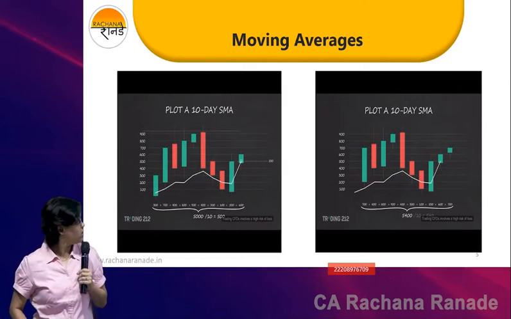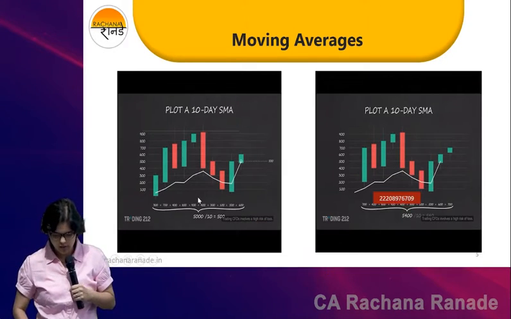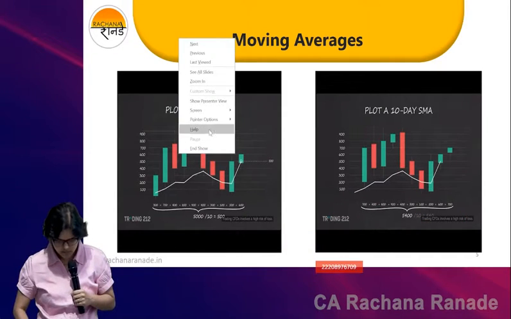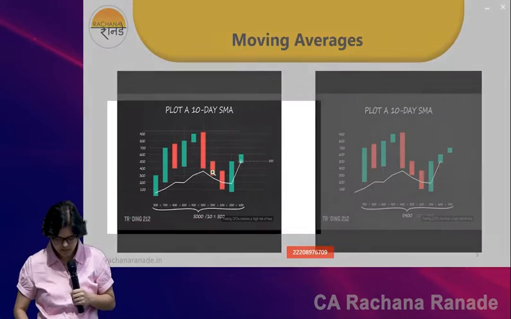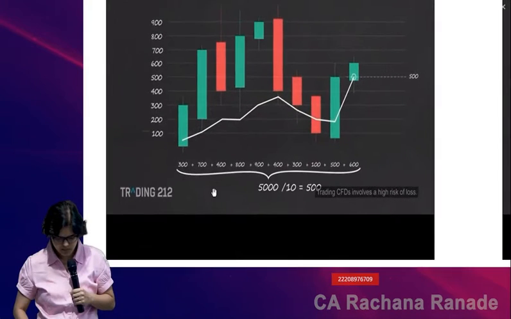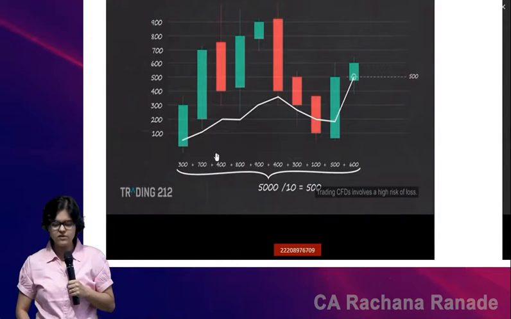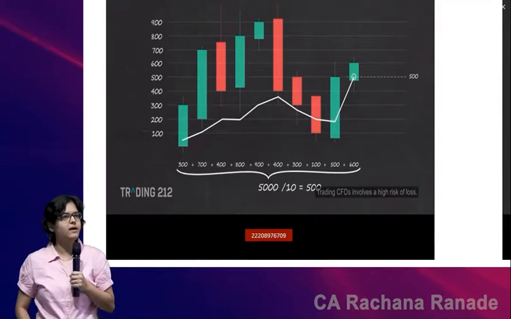So figures are visible on the screen. Okay, I'll do one thing. I'll zoom it in. Now it's properly visible? Yes. So let us say instead of 5 days, here I have given an example of a 10 days moving average.